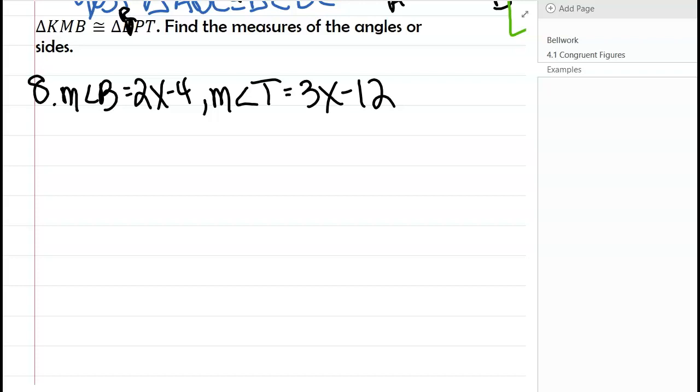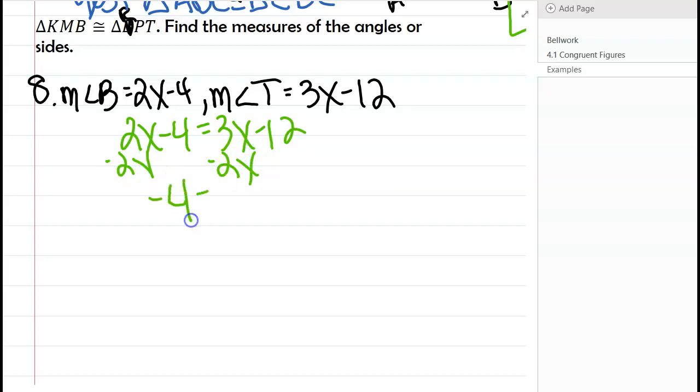Yeah, you see how the B and the T are both the last letters? Which means they're congruent, which means these are equal, right? So I can say, well, 2x minus 4 equals 3x minus 12. Solve for x. So subtract your 2x from both sides. So we have negative 4 equals x minus 12. Add your 12 to both sides, we get x equals 8.